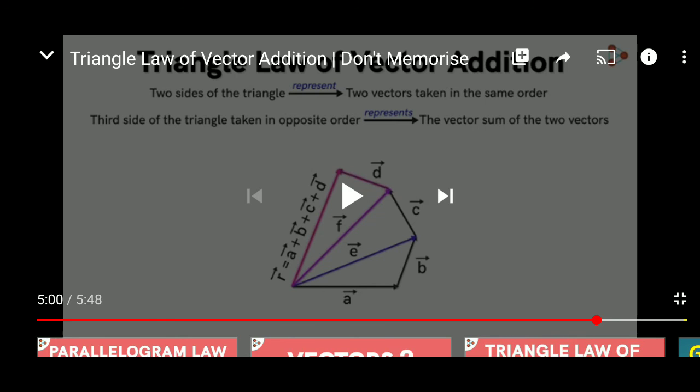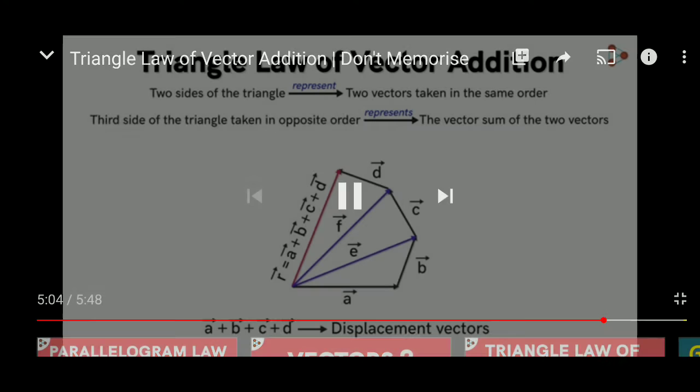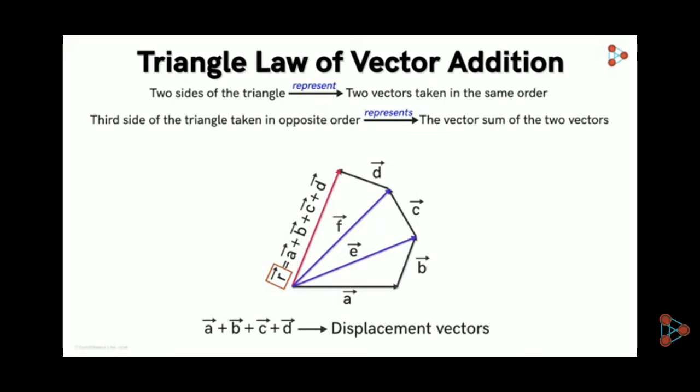If we think of these vectors as the displacement vectors, then it's easy to see that this vector R will be the final resultant vector of these four vectors.